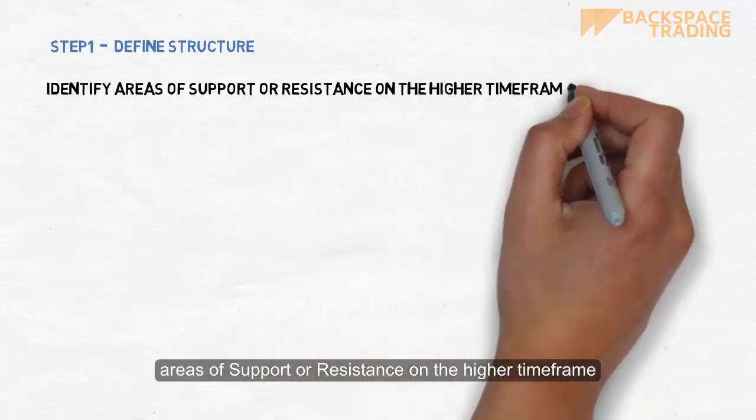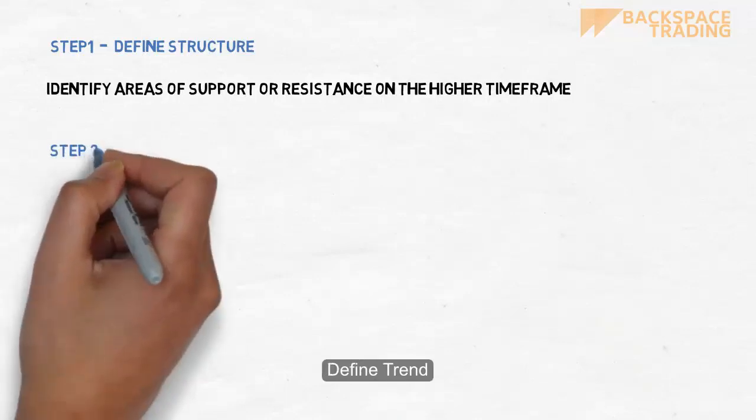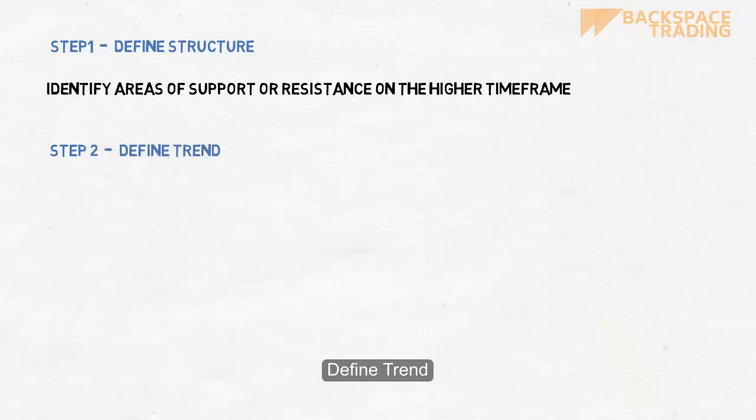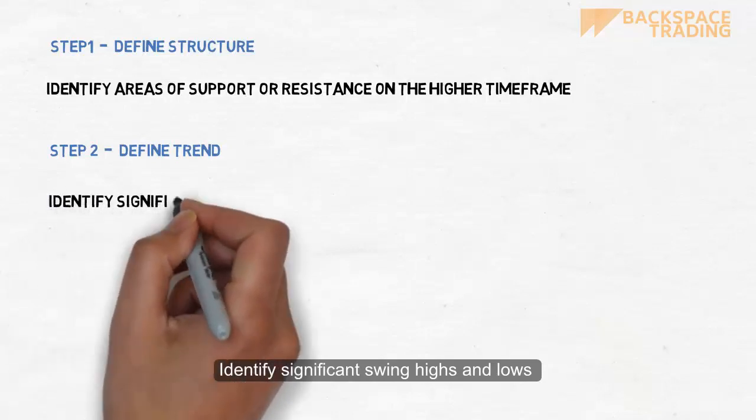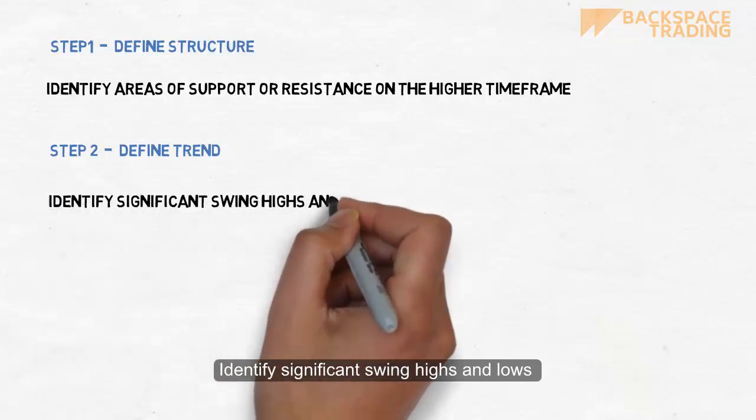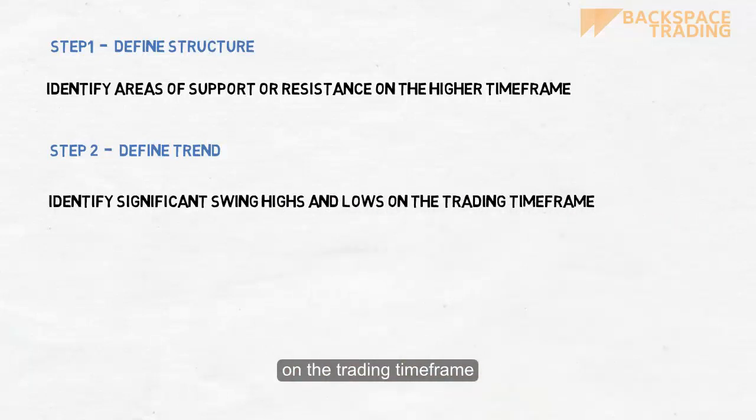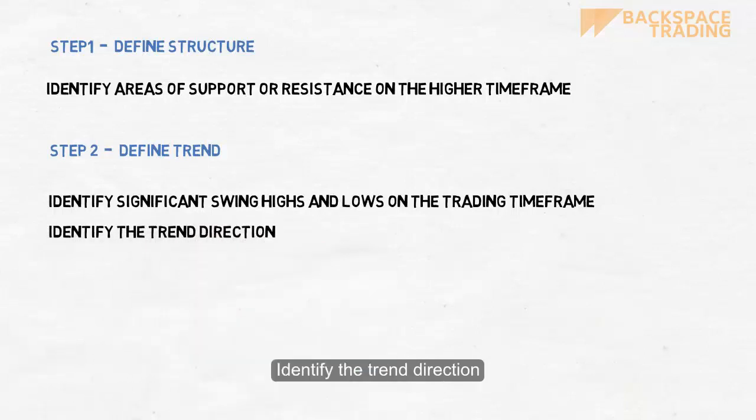Got it? Now, step 2. For that, we are going to define the trend. Here, we are going to identify significant swing highs and lows on the trading time frame. And indeed, by this, we are going to identify the trend direction.